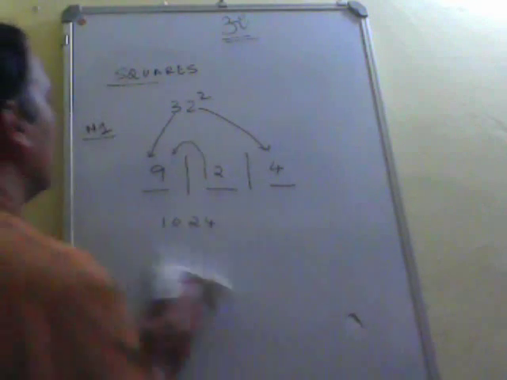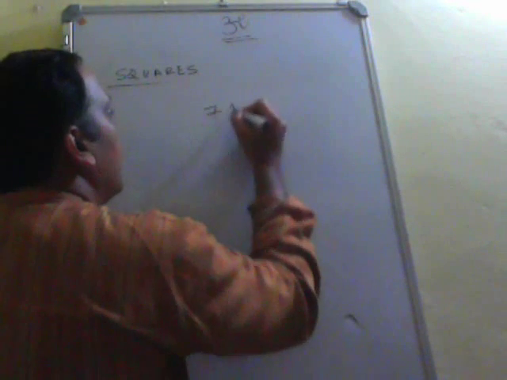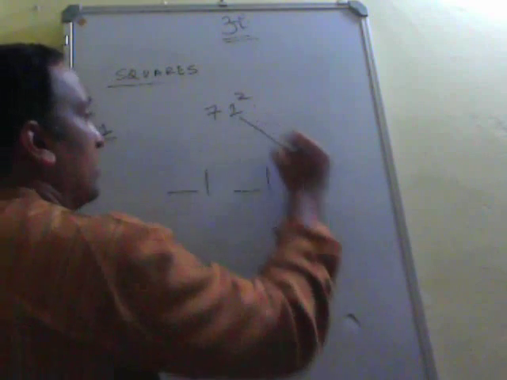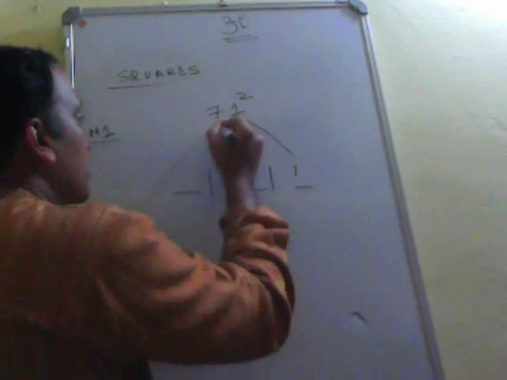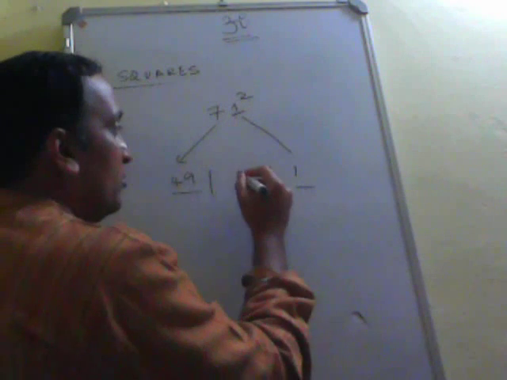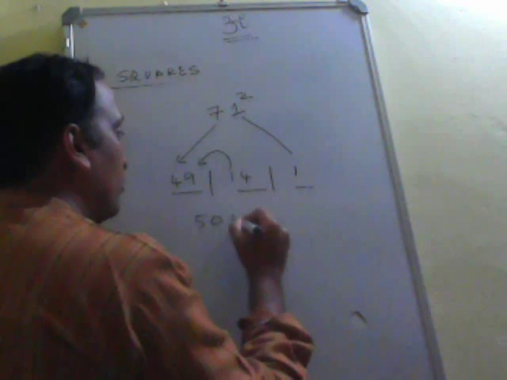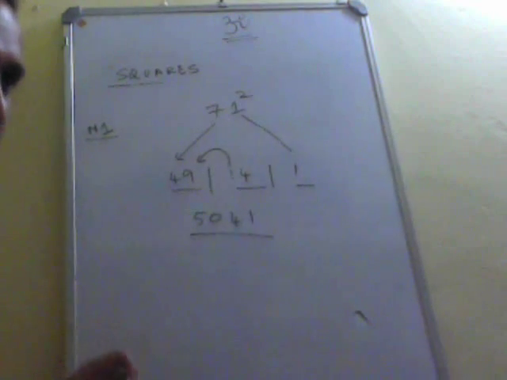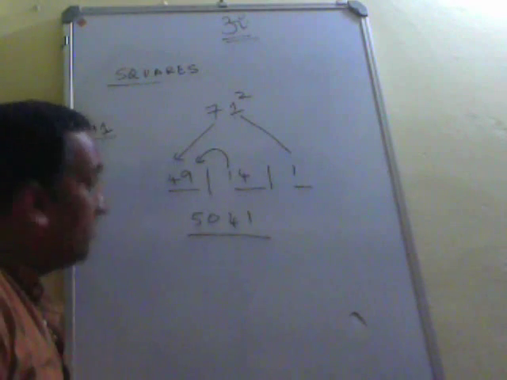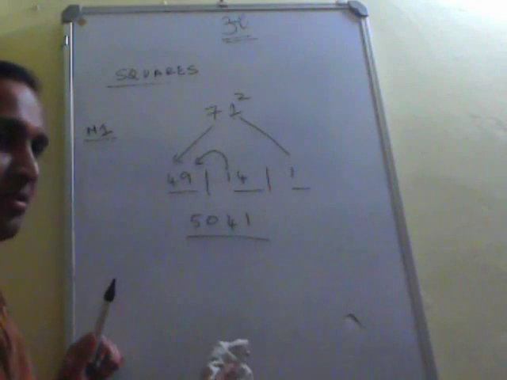Exactly. Now, shall we do 71 square? Divide into 3 parts. 1 square is 1. 7 square is 49. 7 into 1 is 7, 7 into 2 is 14. The 1 is carried over, so 5, 0, 4, 1. Please check in a calculator, 71 into 71. Perfect. We take 3 parts because 71 is a 2-digit number.